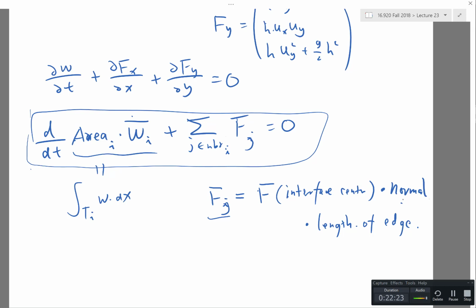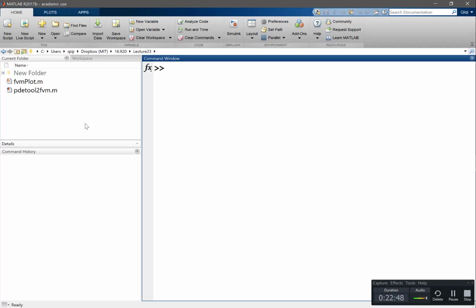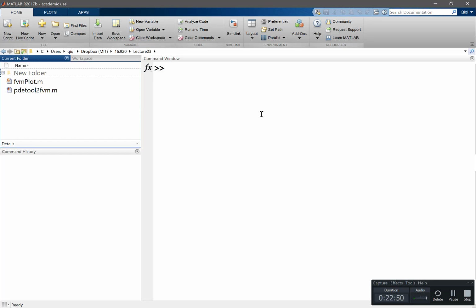So the most common procedure is actually to loop over the interfaces and compute the flux from one side of the interface to the other side of the interface. And then we add the same flux to one side of the interface and subtract exactly the same number from the other side. So it's going to be a loop through the interfaces. So let's try it over here.